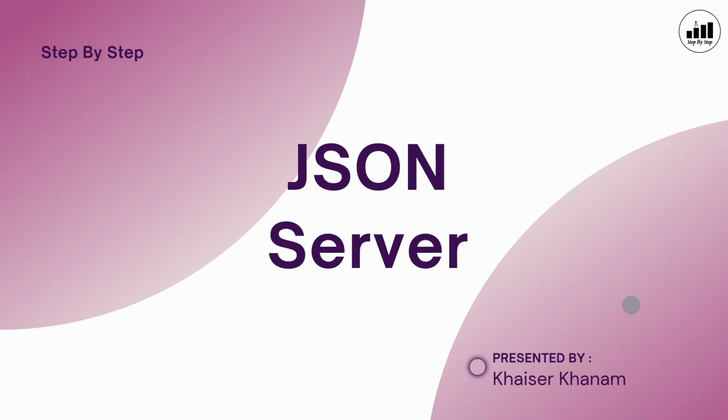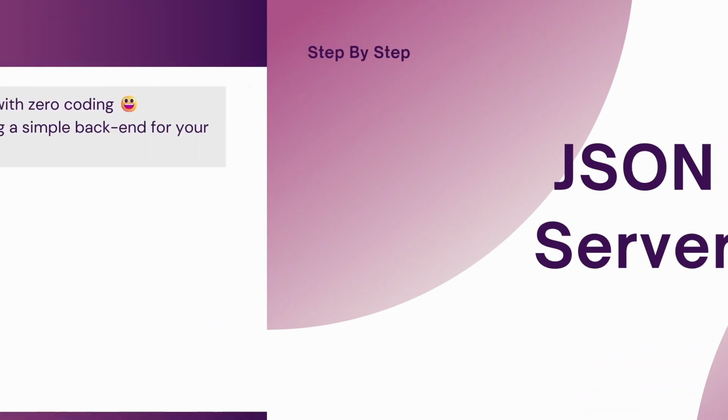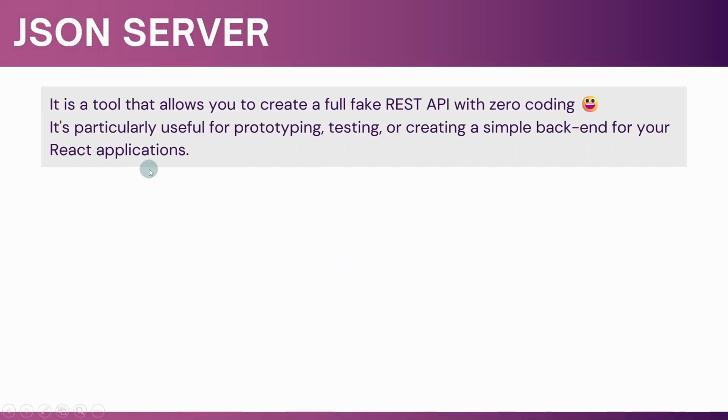So now let us start with creating our API. For that, we should understand what is JSON server. This JSON server is nothing but a tool which will allow us to create a full fake REST API with zero coding. You don't have to master any coding if you want to create your fake API. And this is useful for prototyping, testing, or creating a simple backend for your React application. So to create your fake API, you should follow this step.